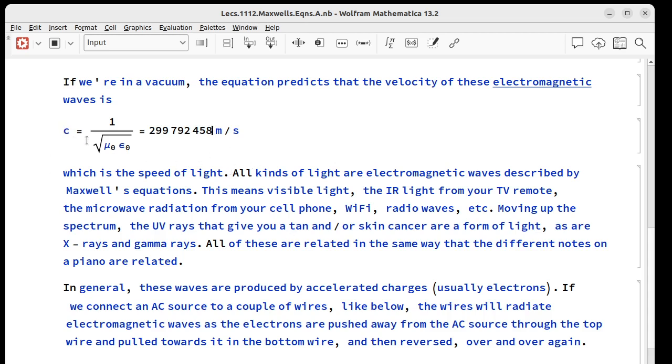All kinds of light travel at this speed in a vacuum, and that's visible light, the IR from your remote, Wi-Fi, AM radio, FM radio, your cell phone, ultraviolet rays from the sun, X-rays, gamma rays. All these things are connected just like different notes on a piano are related.